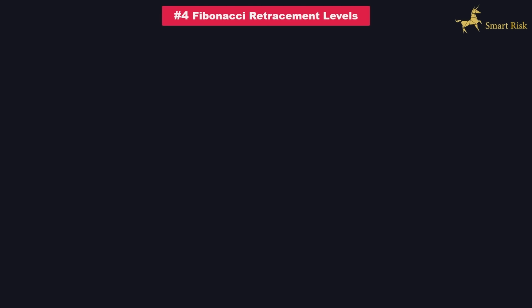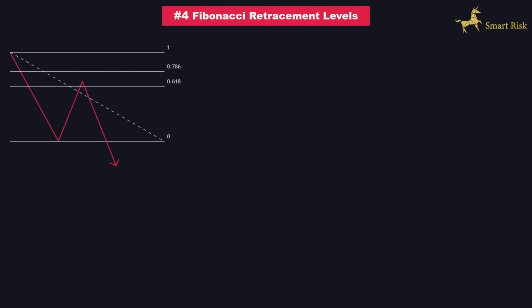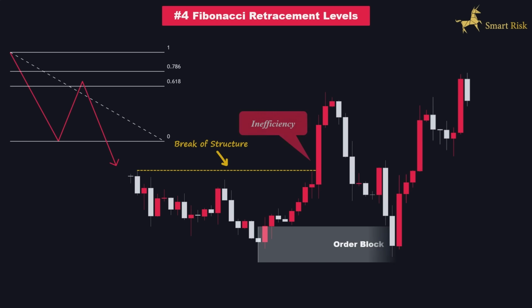Number 4 is Fibonacci retracement level. Fibonacci retracement levels are popular among traders for identifying potential reversal points. Inducement may occur at these retracement levels to deceive traders into taking positions before a price reversal. As you can see in this chart, the price has formed a bullish break of the structure by breaking above the previous higher high, leaving an inefficiency behind.